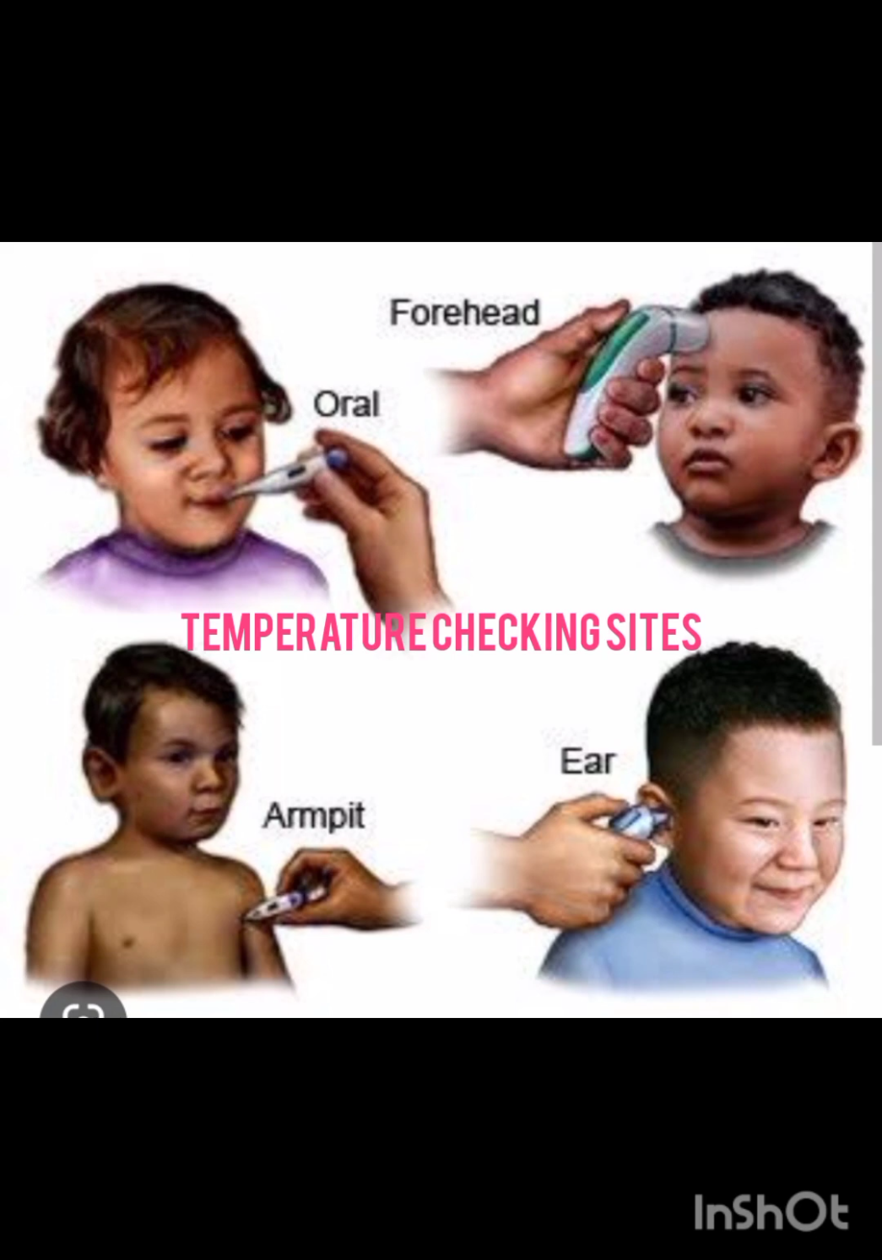Today we are going to discuss the temperature sites. We can collect or check the temperature from different sites, mainly the forehead, oral temperature, axillary or armpit temperature, tympanic or ear temperature, rectal temperature, and groin temperature. These are the six major sites of temperature monitoring from where we can collect the temperature.